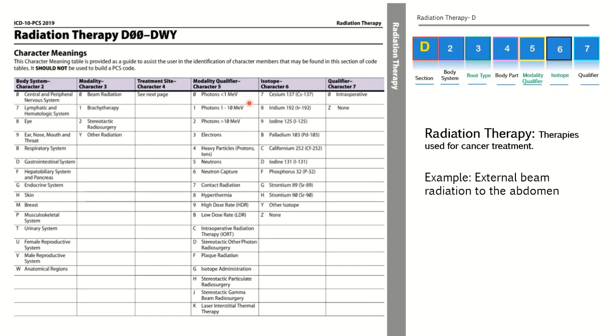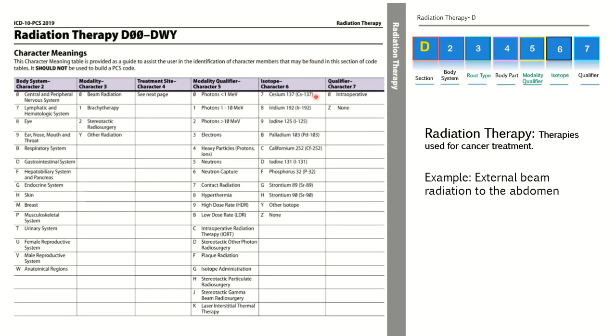This is photons less than 1, photons between 1 and 10 MeV, photons greater than 10 MeV, electrons, heavy particles like protons and ions, neutrons, neutron capture, contact radiation, hyperthermia, high dose rate, low dose rate, intraoperative radiation therapy, stereotactic, other photon radiosurgery, plaque radiation, isotope administration, stereotactic particulate radiosurgery, stereotactic gamma beam radiation surgery, laser interstitial thermal surgery.